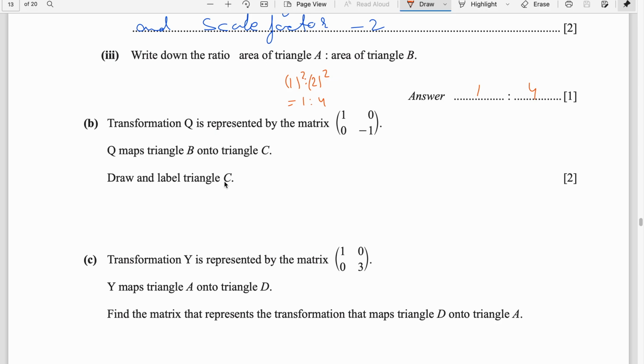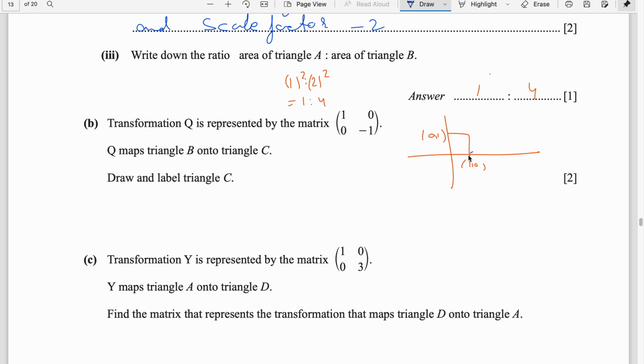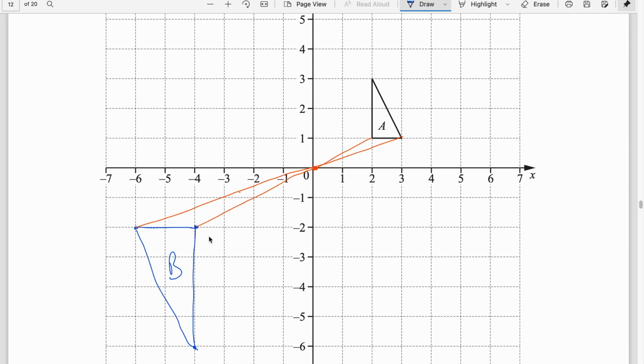Draw and label C. Now again, if transformation matrices are strong, I've already uploaded a video. So this was the general point, x1 y0. This was x0 y1. So after the result, I can see x became 1 0. It stayed there, and y became x0 y minus 1. So we can clearly see this point is not moving and this point is coming here. So it is a reflection in the x-axis.